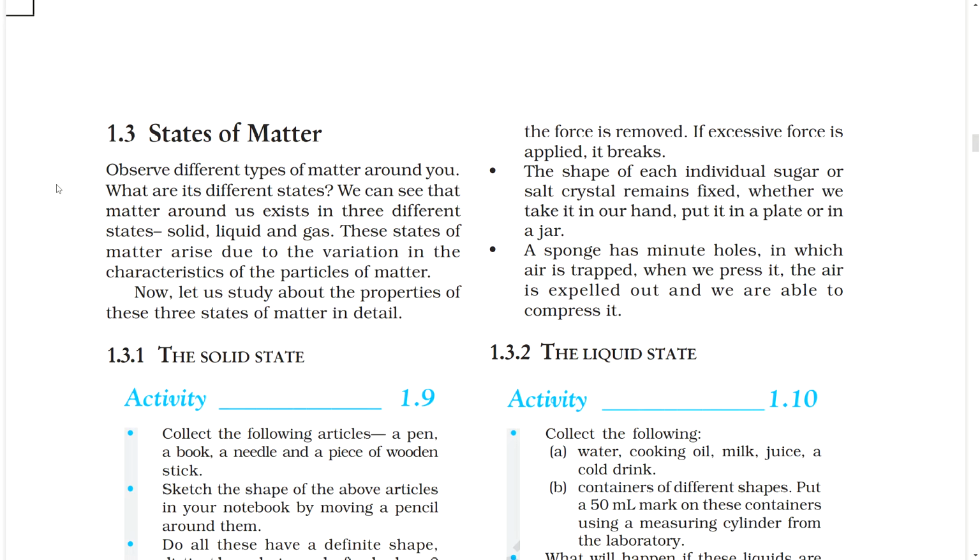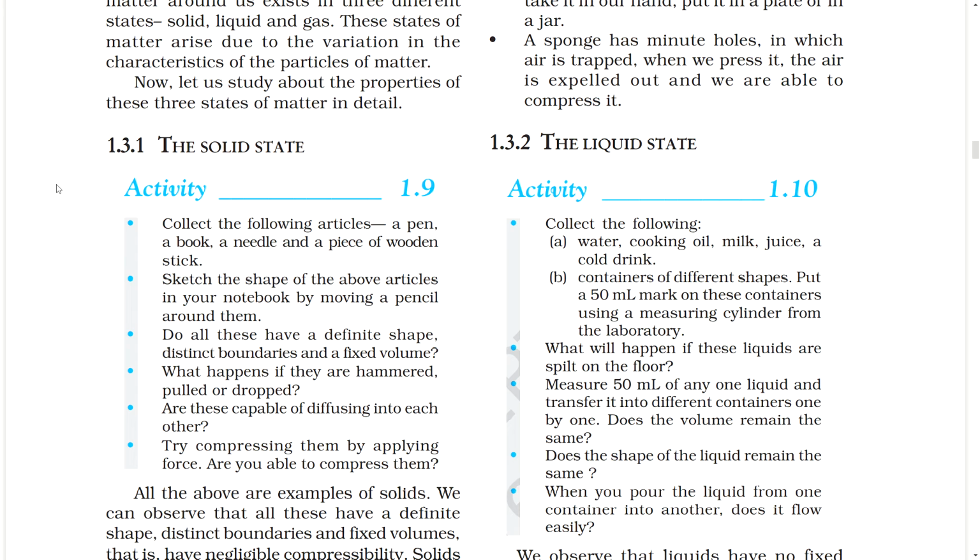The solid state. Activity. Do this. Collect the following articles: a pen, a book, a needle, and a piece of wooden stick. Sketch the shape of the above articles in your notebook by moving a pencil around them. Do all these have a definite shape, distinct boundaries, and a fixed volume? What happens if they are hammered, pulled, or dropped? Are these capable of diffusing into each other? Try compressing them by applying force. Are you able to compress them? Comment this.